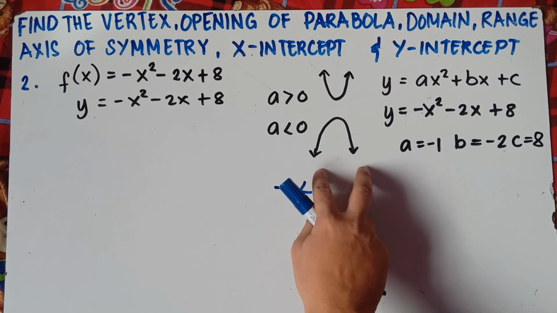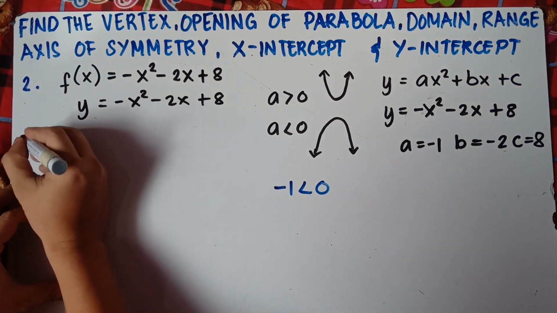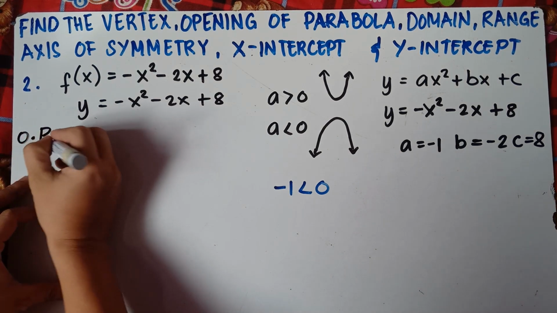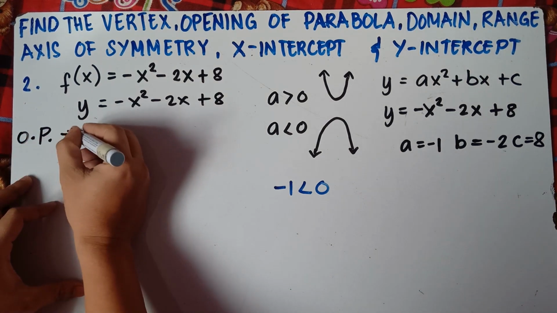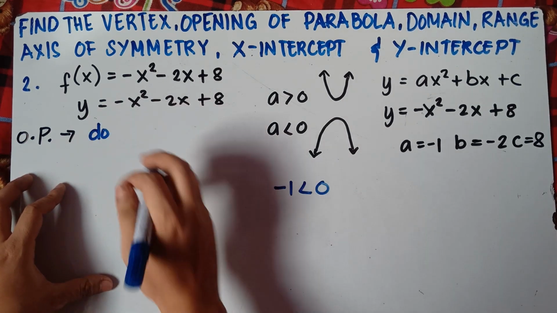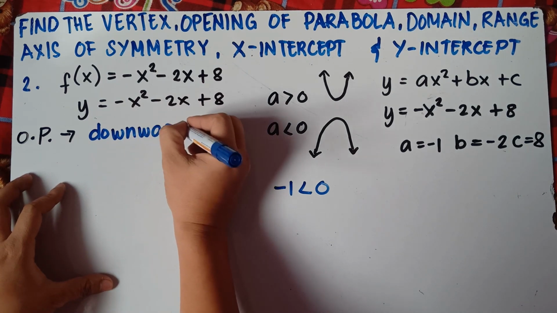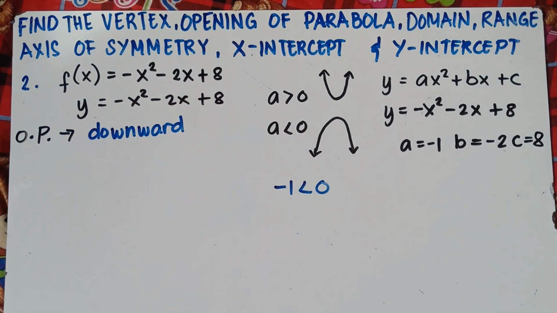So this will be our graph, class. For the opening of the parabola, I will just put OP. The answer is downward, because our a is less than 0. Our a is negative 1. That's how you find the opening of the parabola. Easy, right? Just get the value of a. If your a is greater than 0, your parabola opens upward. If your a is less than 0, if your a is negative, of course, your parabola opens downward.